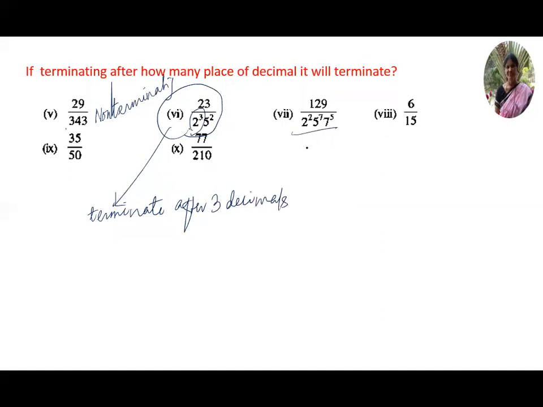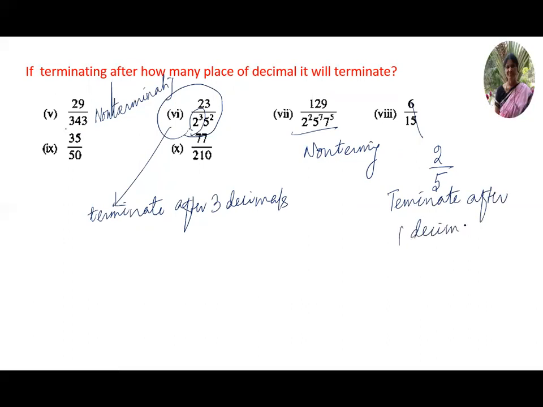What about this? Non-terminating. It was how much? 3 2 5. So 1 5 is there, so it will terminate after 1 decimal.